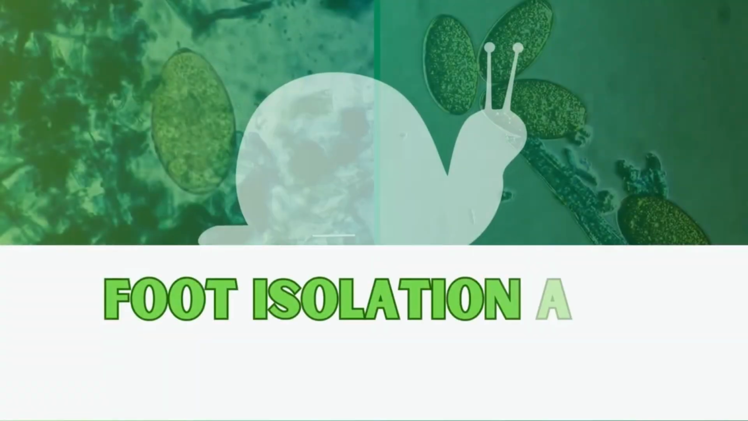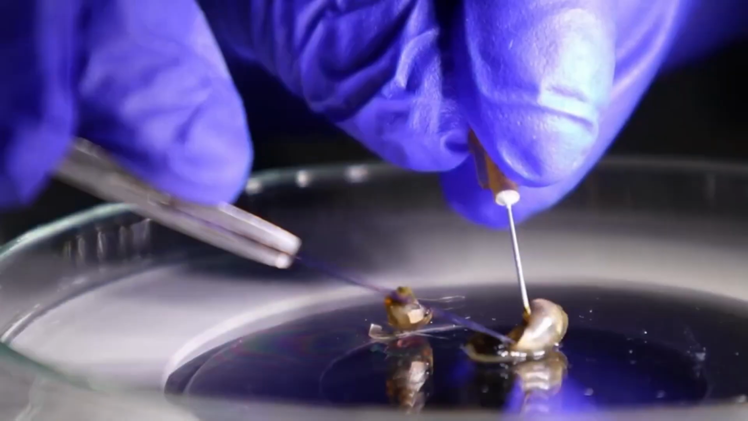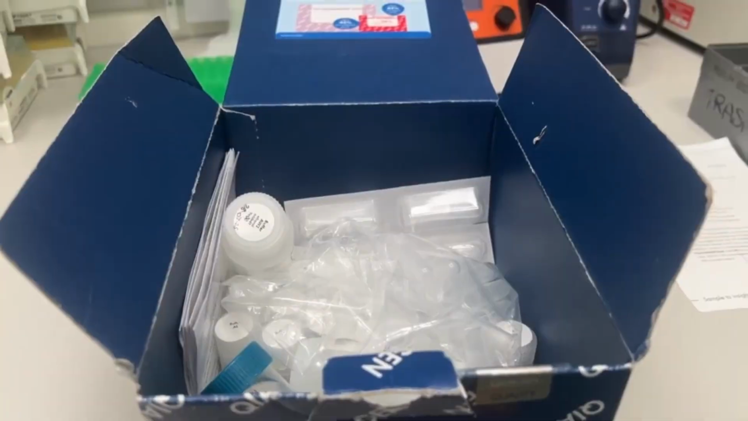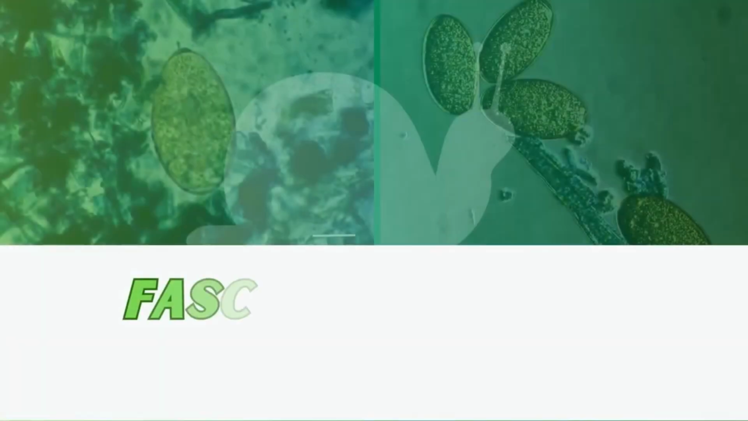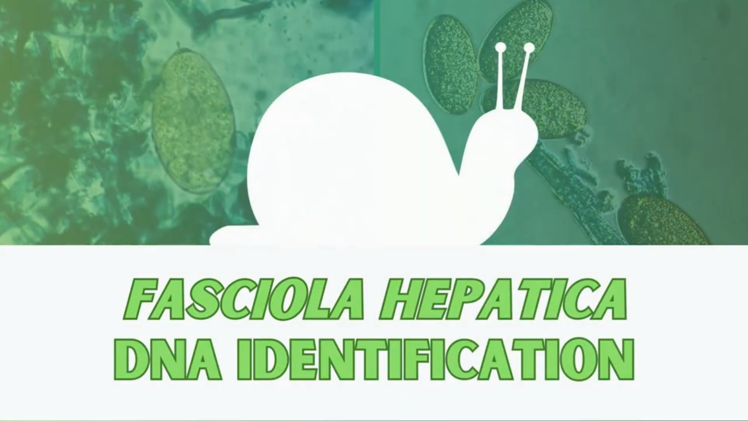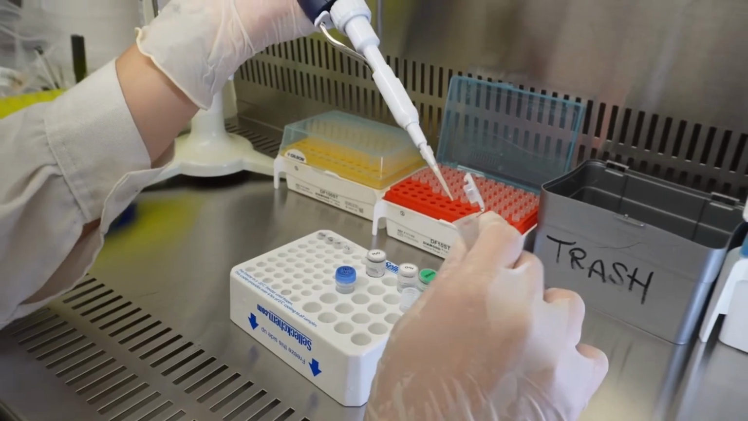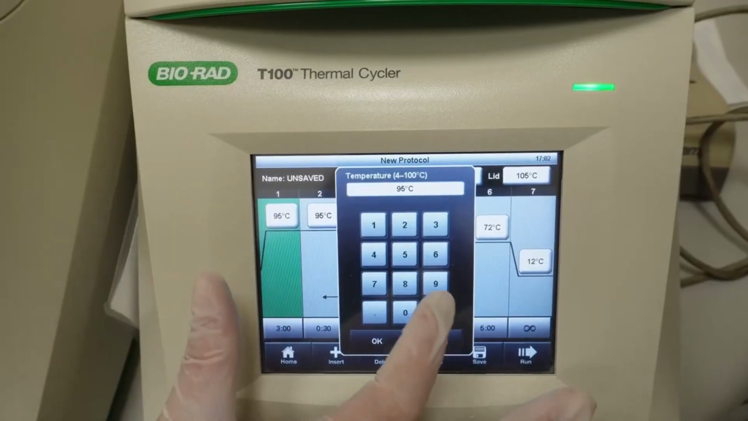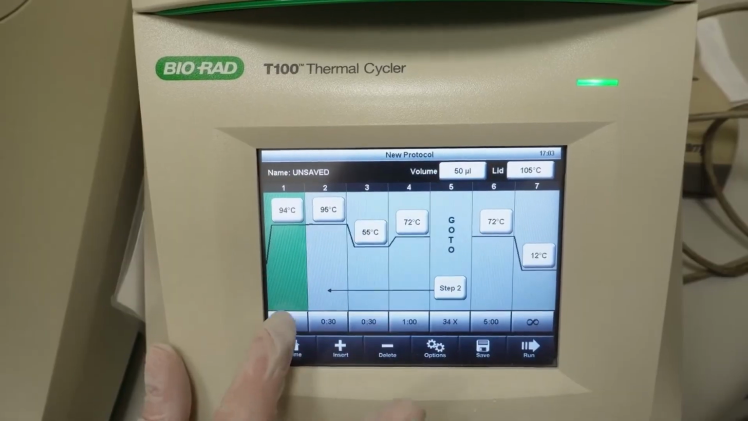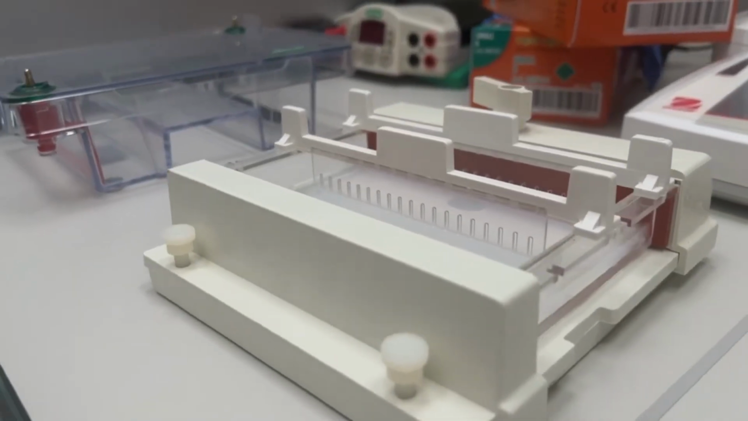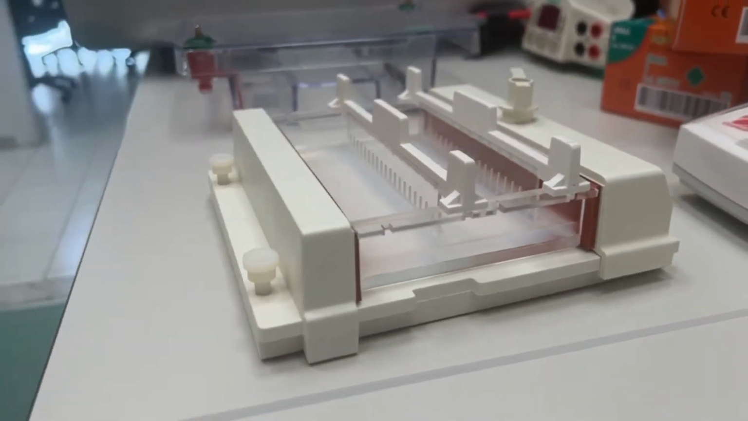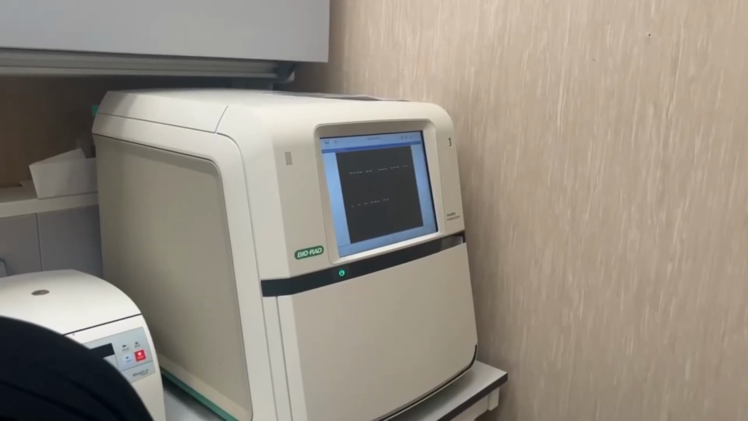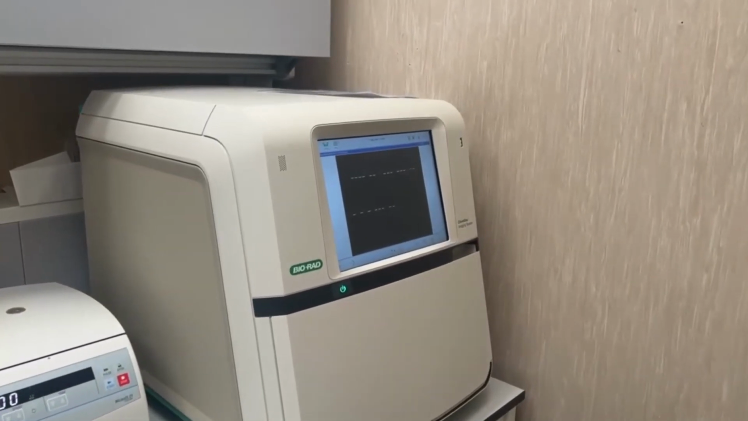The fluke infection levels in the snails can be assessed by detecting Fasciola hepatica DNA within their tissues. Therefore, we extract DNA from Galba truncatula snails, then perform PCR using species-specific protocols for Fasciola hepatica. The amplified DNA is finally visualized by gel electrophoresis to confirm parasite presence.